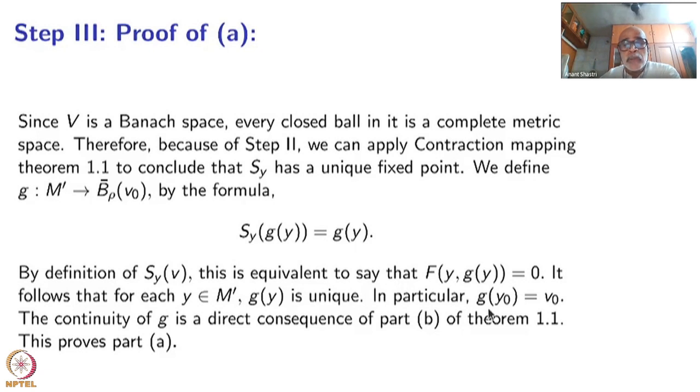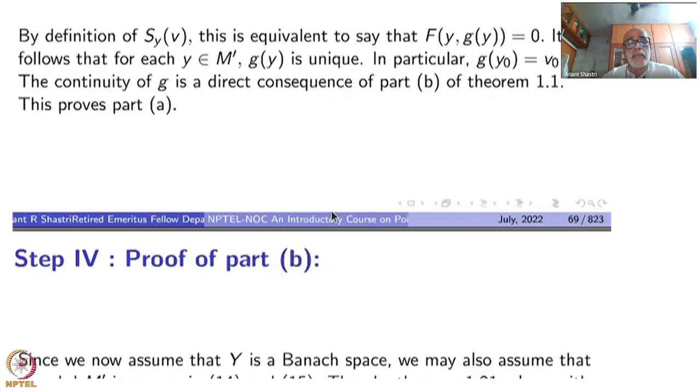In particular, G(y naught) has to be v naught, because F(y naught, v naught) is zero. That was the starting hypothesis. So G of y naught has to be v naught. The continuity of G is a direct consequence of part B of the contraction mapping theorem, which we have proved in the first module: if S_y is continuous in y, then the fixed point is continuous. That is what we have proved. So this proves part A. All right, proof of part B.